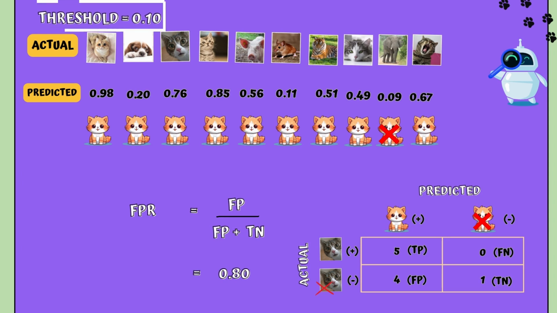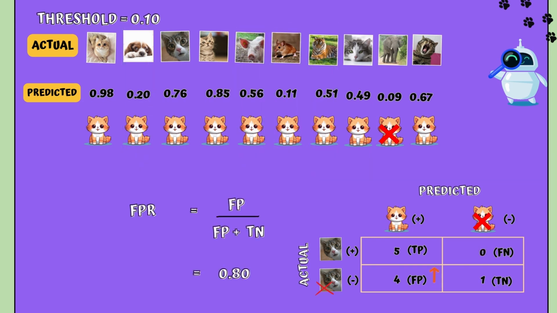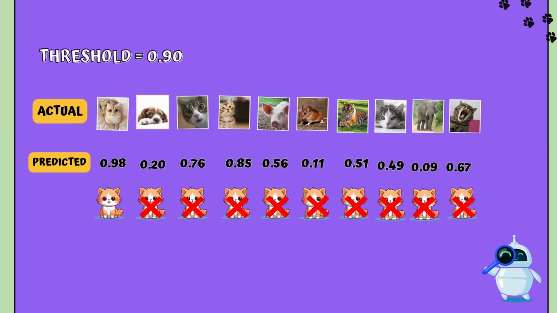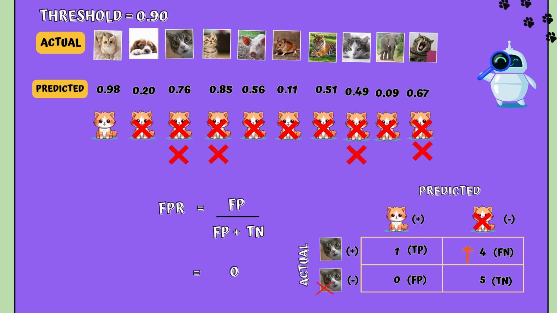When the threshold is very low, our model identifies many images as cat, capturing all the actual cats but also misclassifying some not cat images as cats, leading to more false positives. Conversely, if we set our threshold to 0.90 and build a confusion matrix to calculate the TPR and FPR, we get true positive rate as 0.20 and false positive rate as 0. Here TPR and FPR have decreased. When the threshold is very high, our model becomes very conservative, correctly labeling not cat images but potentially missing all the actual cats, leading to more false negatives.